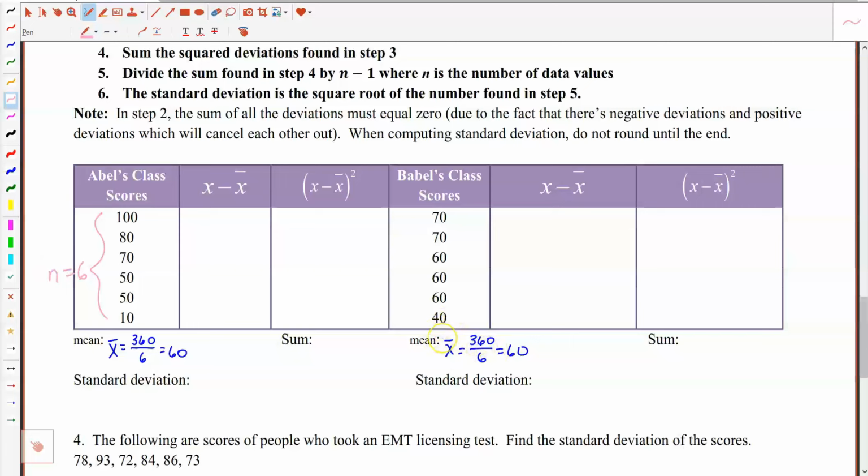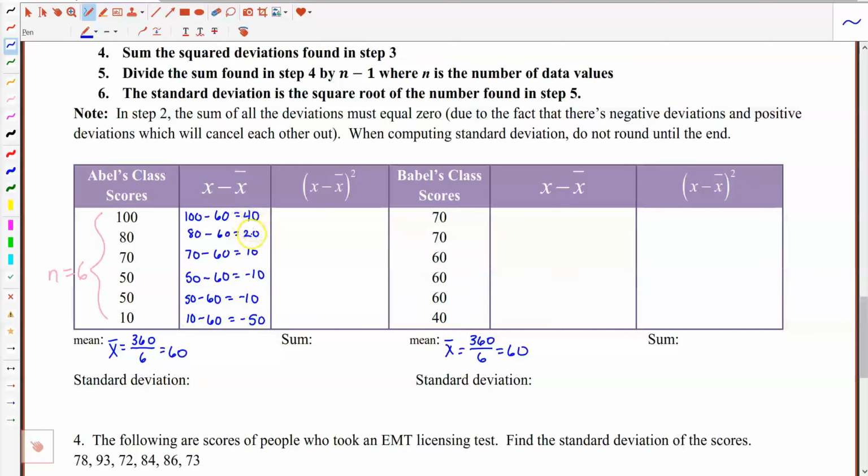So now let's take a look at the spread, and we'll determine the spread by calculating the standard deviation. For Abel's class, let's go ahead and find the deviation for every one of these scores. So for the first data value, its deviation is 100 minus my mean, which is 60, or 40. The second data value has a deviation of 80 minus 60, or 20. The third data value has a deviation of 70 minus 60, or 10. The fourth data value has a deviation of 50 minus 60, or negative 10. Then I would have 50 minus 60, which is also negative 10. And then finally 10 minus 60, which is negative 50.